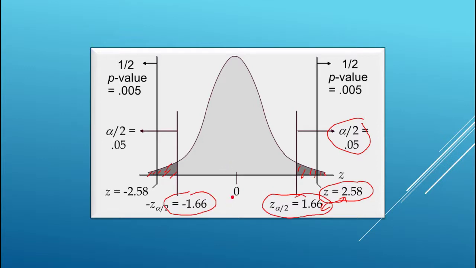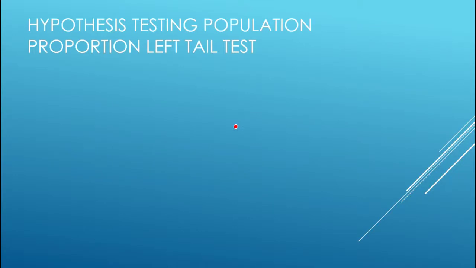If my test statistic had turned out to be negative, like minus 2.58 instead of 2.58, or minus anything, I would end up taking that test statistic and comparing it to minus 1.66. And if it were smaller than minus 1.66, I would reject the null hypothesis. The last example I'm going to work through with you is going to be a left tail test.